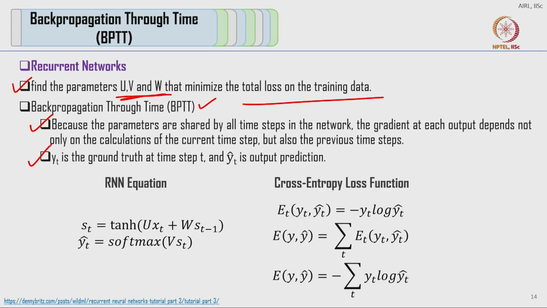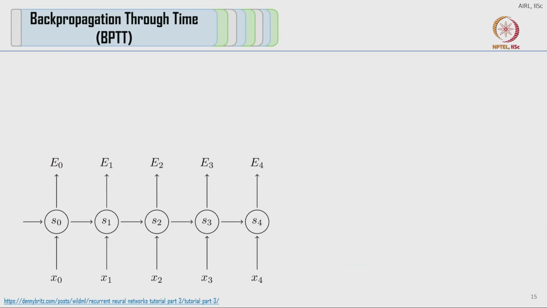Now let us say yt is the ground truth at time t and yt cap is the output prediction. We can write the cross entropy loss used for each of the timestamps t as Et. Now Et is given as minus yt log yt cap, and since we are focusing on all the timestamps, it would be a summation over t of Et. So it is a summation of error across all timestamps, right.